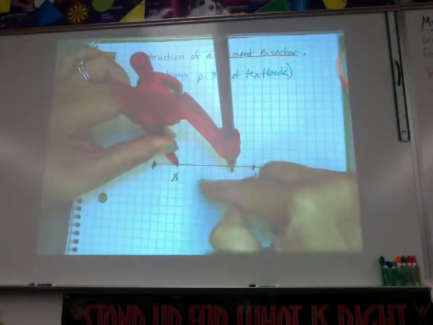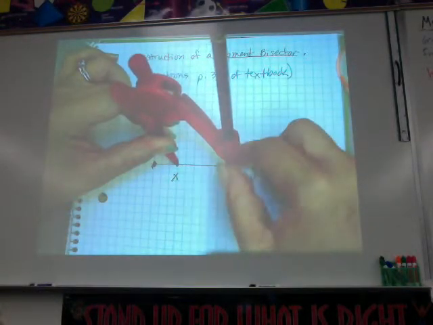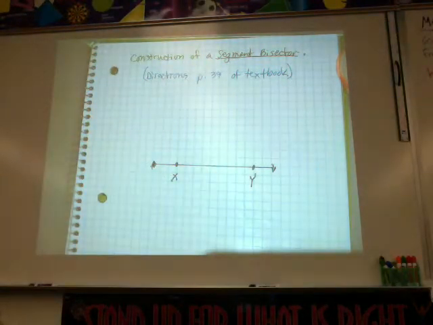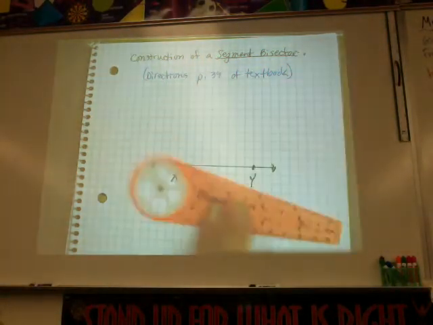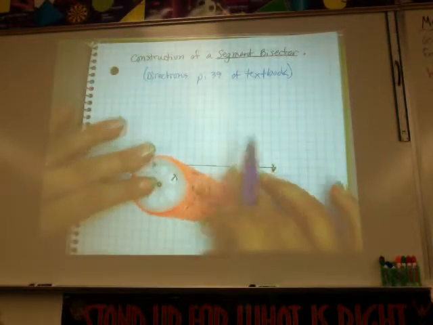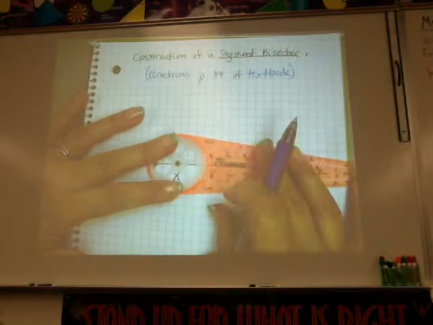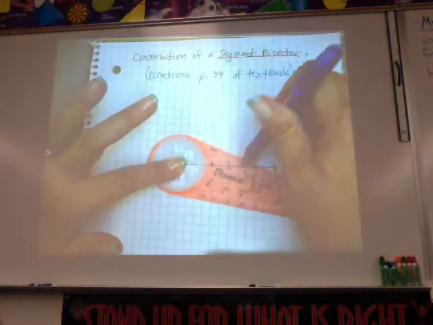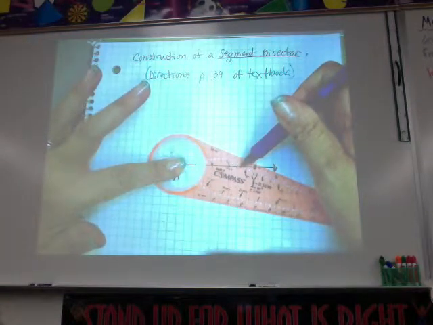You definitely want it to be more than halfway but less than the entire way, because we're not making a congruent segment. See why we don't like these? That's got to be annoying, huh? Okay, so I'm going to take my safety compass and find a hole that is more than halfway. I'm going to choose this hole right here. It's more than halfway to Y.